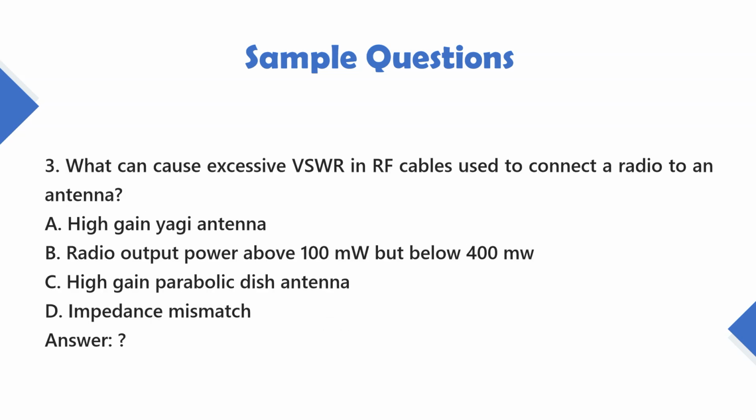3. What can cause excessive VSWR in RF cables used to connect a radio to an antenna? A. High-gain Yagi antenna. B. Radio output power above 100 mW but below 400 mW. C. High-gain parabolic dish antenna. D. Impedance mismatch.